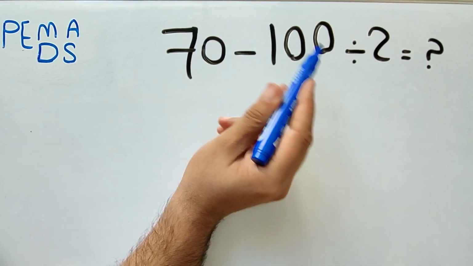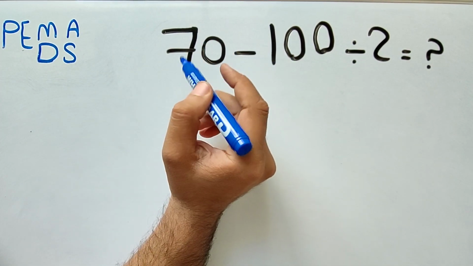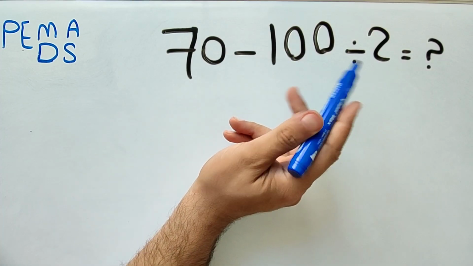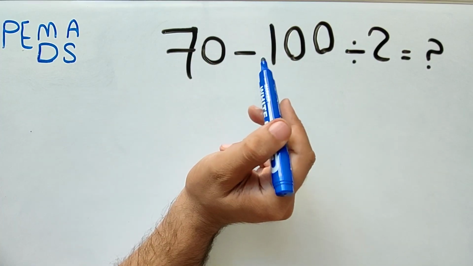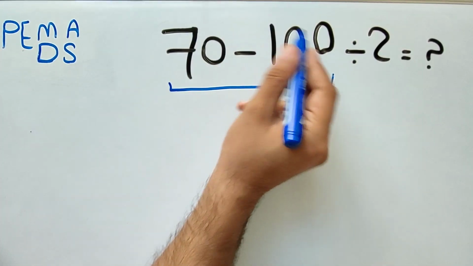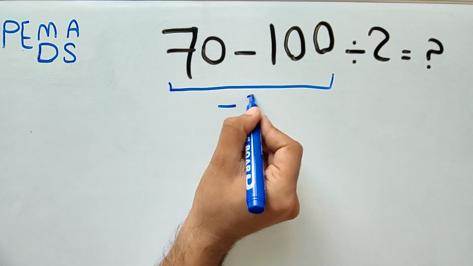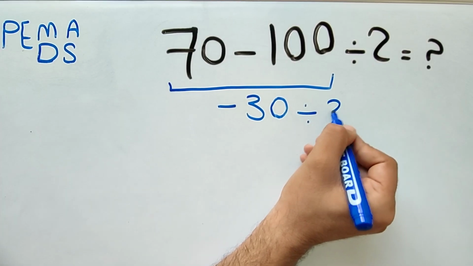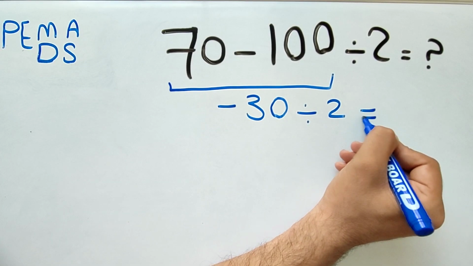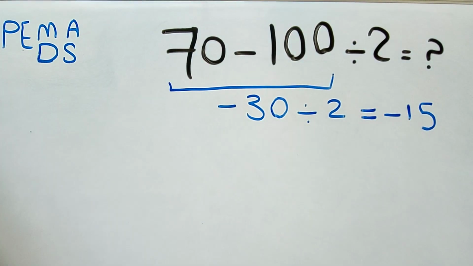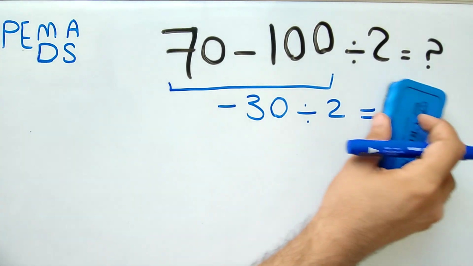We have one math expression here, 70 minus 100 divided by 2. Maybe you solve this expression like this. 70 minus 100 gives us negative 30. And negative 30 divided by 2 gives us negative 15. But this answer is not correct.